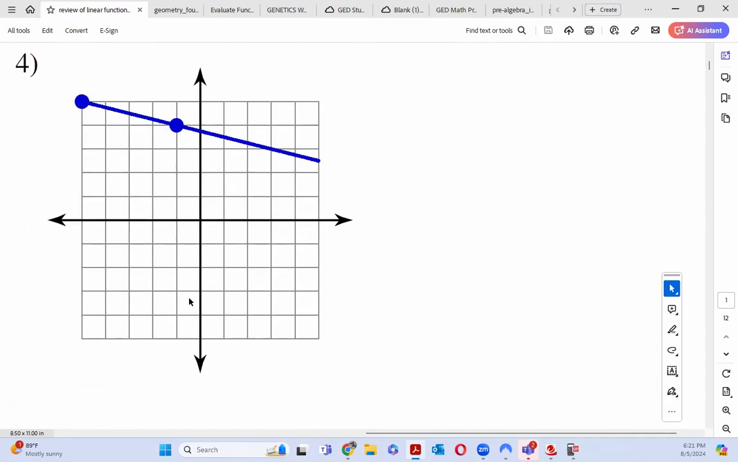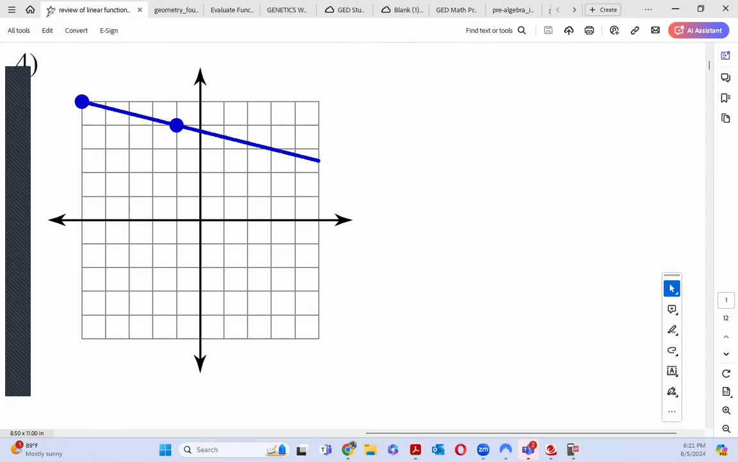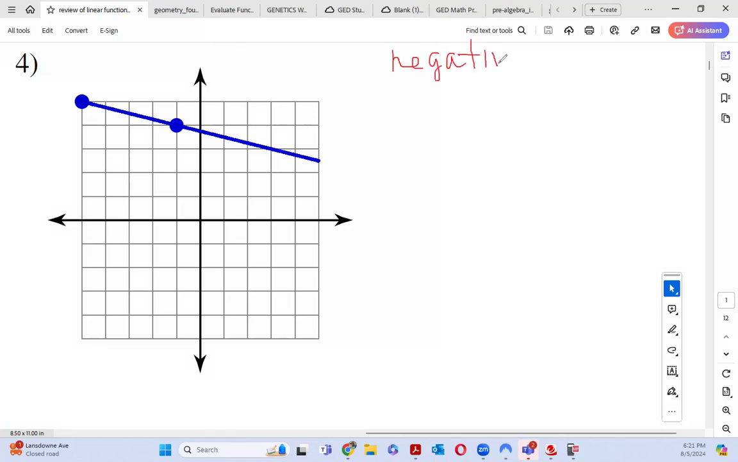So I'm going to use this one, number 4. The first thing I would tell you is, when you look at a graph, you should know if the slope is positive or negative. So let me ask you that question first. Is the slope of this line positive or negative? Negative. How do you know it's negative?